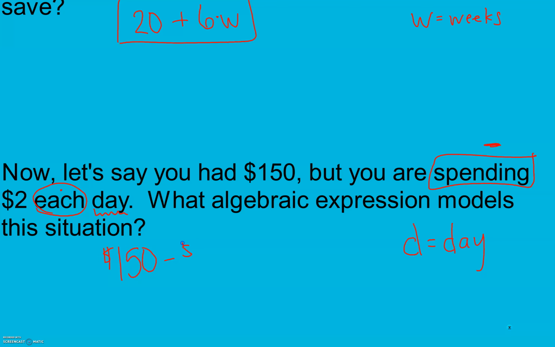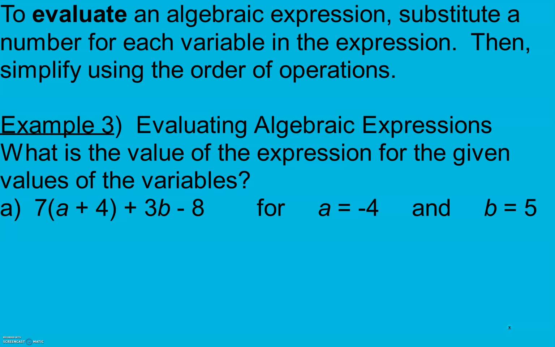And we spend $2 each day. And that is our algebraic expression. To evaluate an algebraic expression, substitute a number for each variable in the expression. Then we're going to simplify using order of operations. So we're going to get rid of the algebraic expression, turn it into a numerical expression, and then simplify.